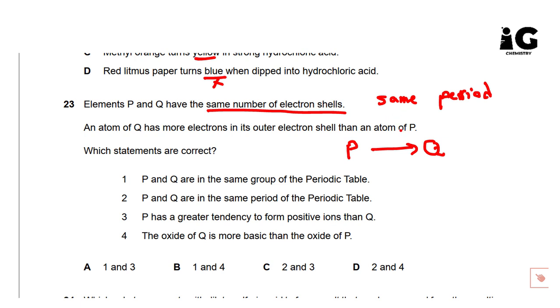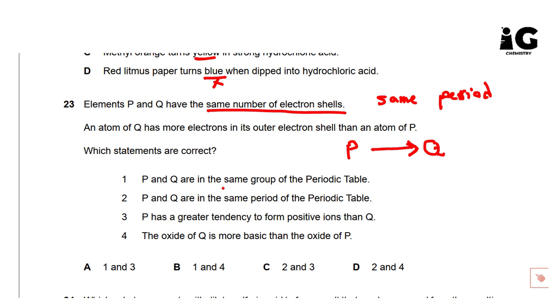Because P has fewer electrons, it should be on the left side in the same period, because guys, from left to right, the number of protons increases and then the number of electrons increases as well. So P should be to the left side and Q should be to the right side in the same period in the periodic table. Which statements are correct?